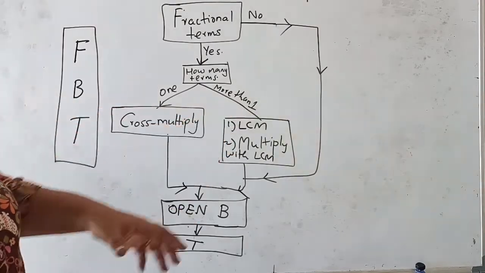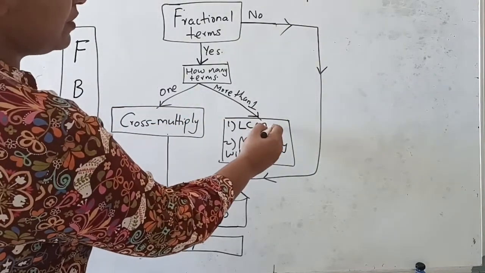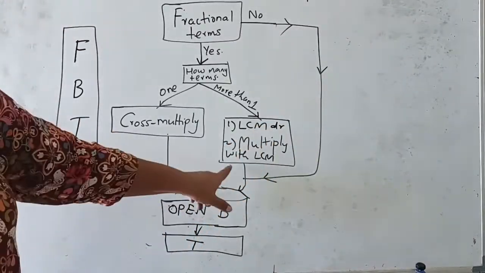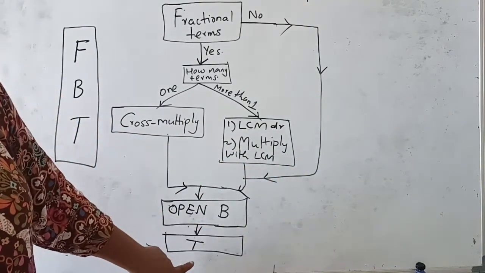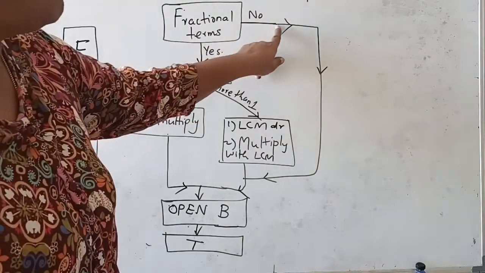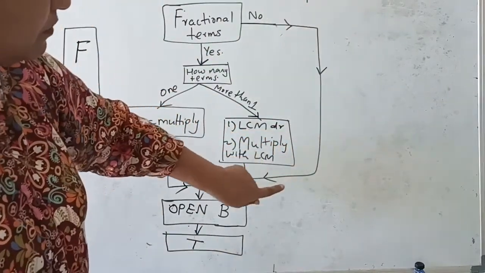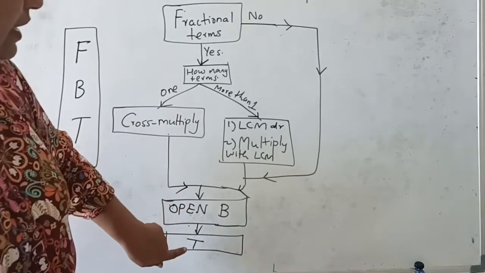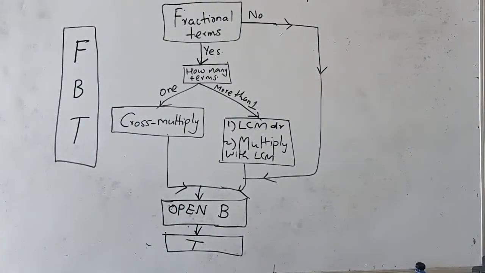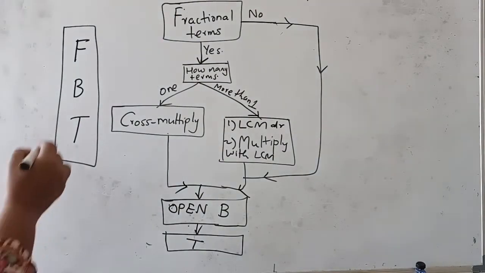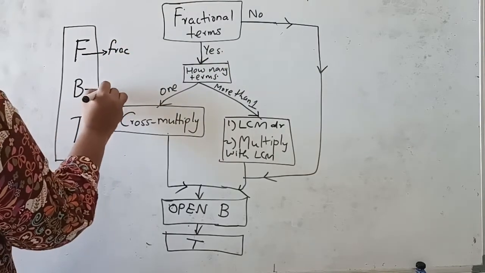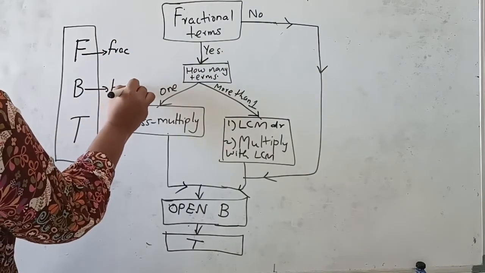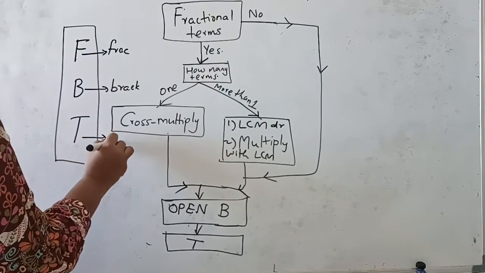If there are more than one term, you have to take the LCM of the denominators. Multiply with the LCM every single term on the LHS and RHS. Open the bracket, transpose. If there are no fractional terms, you can skip all this LCM step and go directly to open the bracket and transpose and then solve for x. And as you already know, F stands for fraction, B stands for bracket, and T stands for transpose.